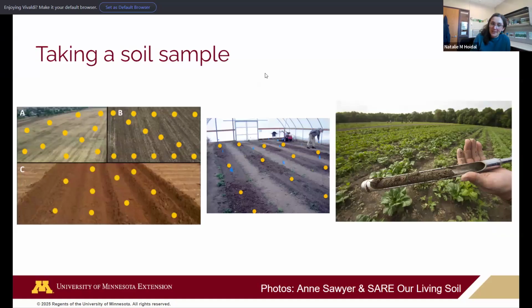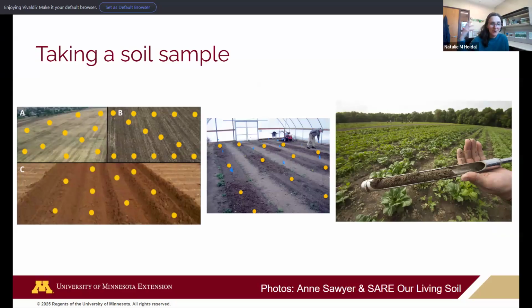So we start with taking a soil sample. You can really do this anytime. Ideally, you do it in the spring before planting or in the fall at the very end of the season. I really like to do it in the fall, just because it gives you time. If you do it in the spring, you're often waiting for the lab.